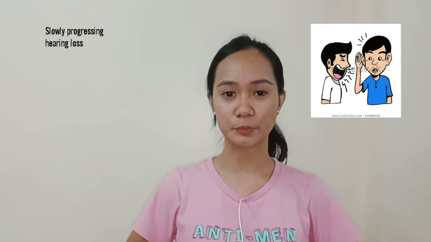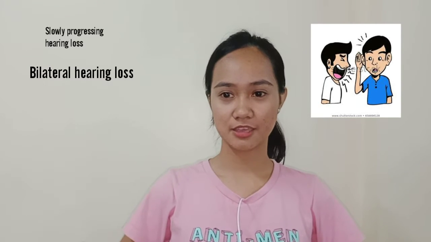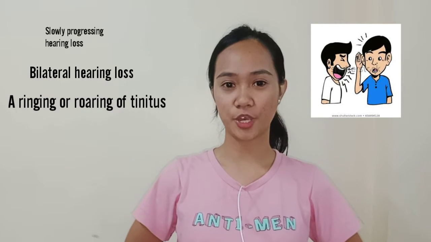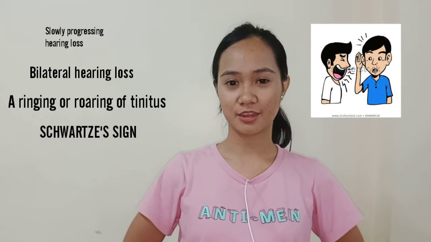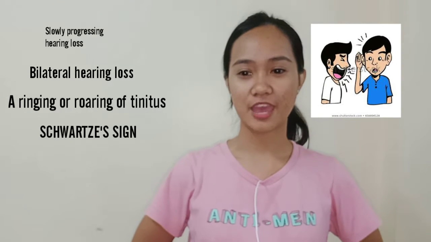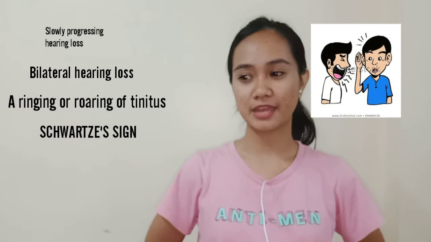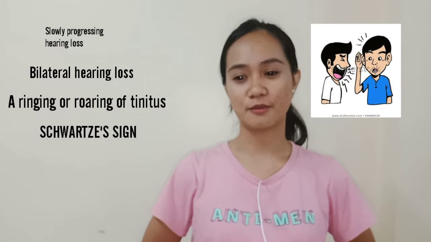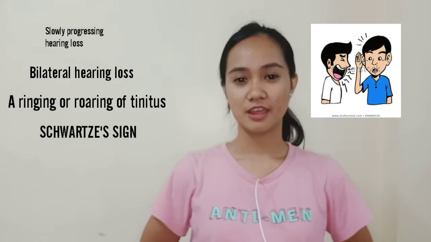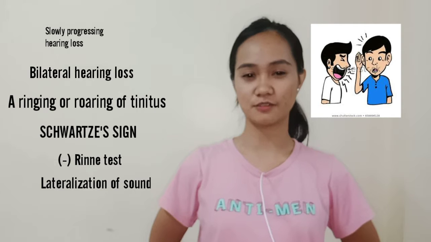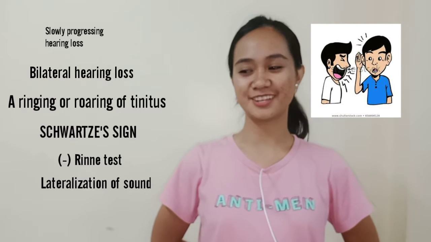For the assessment of otosclerosis, number 1, we have slowly progressing conductive hearing loss. Number 2, bilateral hearing loss. Number 3, a ringing or roaring type of constant tinnitus. Number 4, loud sounds heard in the ear when chewing. Number 5, pinkish discoloration, or what they call the Schwartze sign, of the tympanic membrane, which indicates vascular changes within the ear. Number 7, negative Rinne test. And lastly, the Weber test shows lateralization of sound to the ear with the most conductive hearing loss.